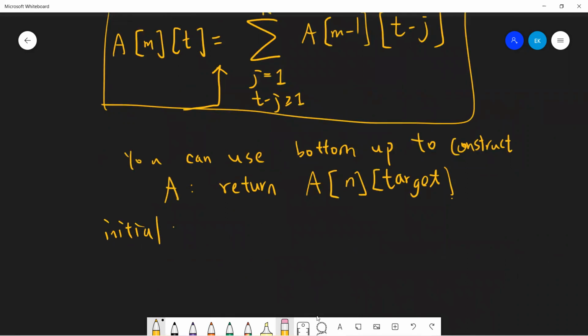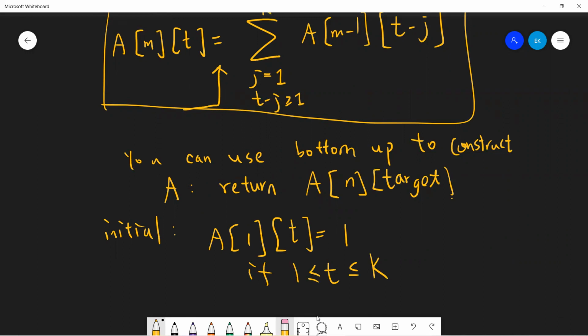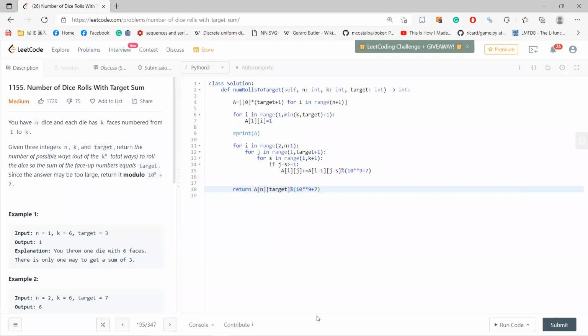Your initial condition is that A of 1, suppose you only got one dice, right? So A of 1, t is 1 if t is less than or equal to k, and 0 otherwise. This is very simple, right? But in this case you can choose the minimum of k and target plus 1, right? Because if your target is less than k, then all this is trivial. All the numbers greater than target can be discarded. For example, if your target is 3 but k equals 6, then whether k is 10 or 11 is not important.